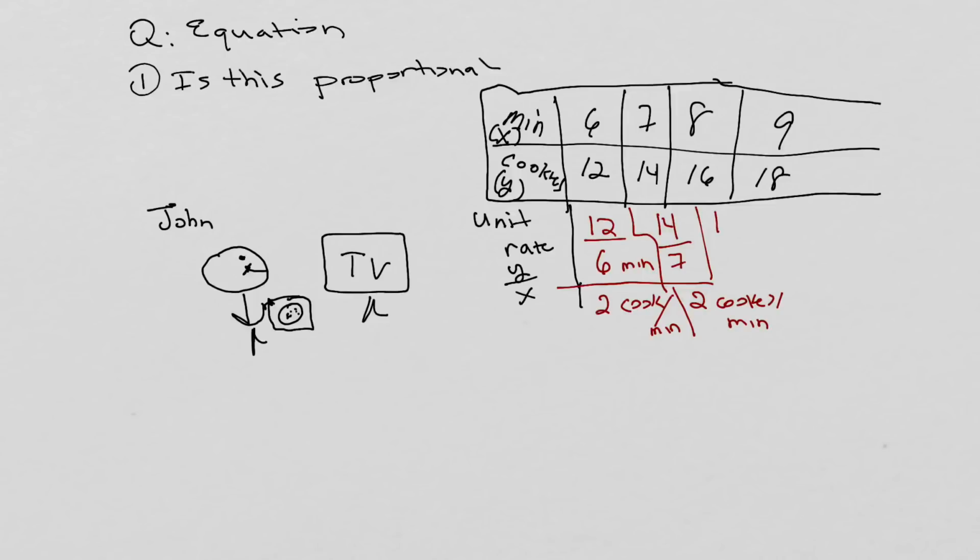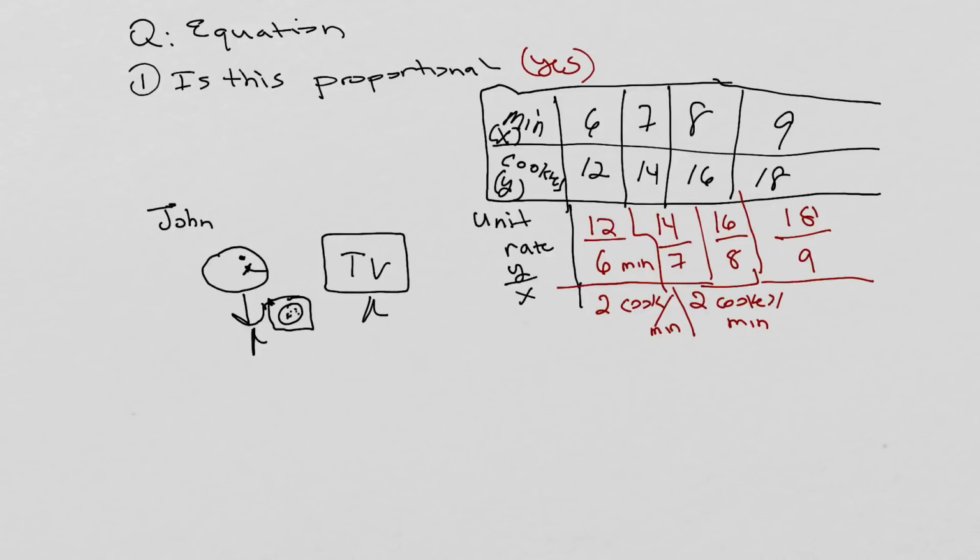Okay, 16 cookies in 8 minutes. Well, that's 2 cookies per minute. And 18 divided by 9 means he's eating, sorry, I'm putting myself into this, he's eating 2 cookies every single minute. All right, so the answer is yes.